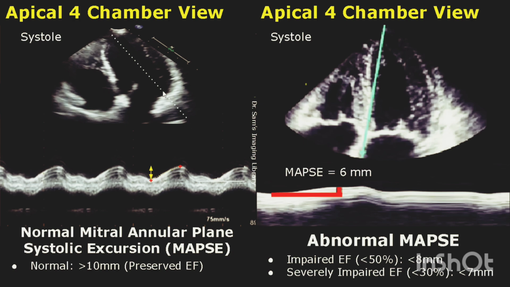We will get this type of wave in M mode. We have to measure the size of the wave in this manner. This measurement is the MAPS. In normal cases, this measurement is more than 10 millimeters and indicates a preserved ejection fraction.